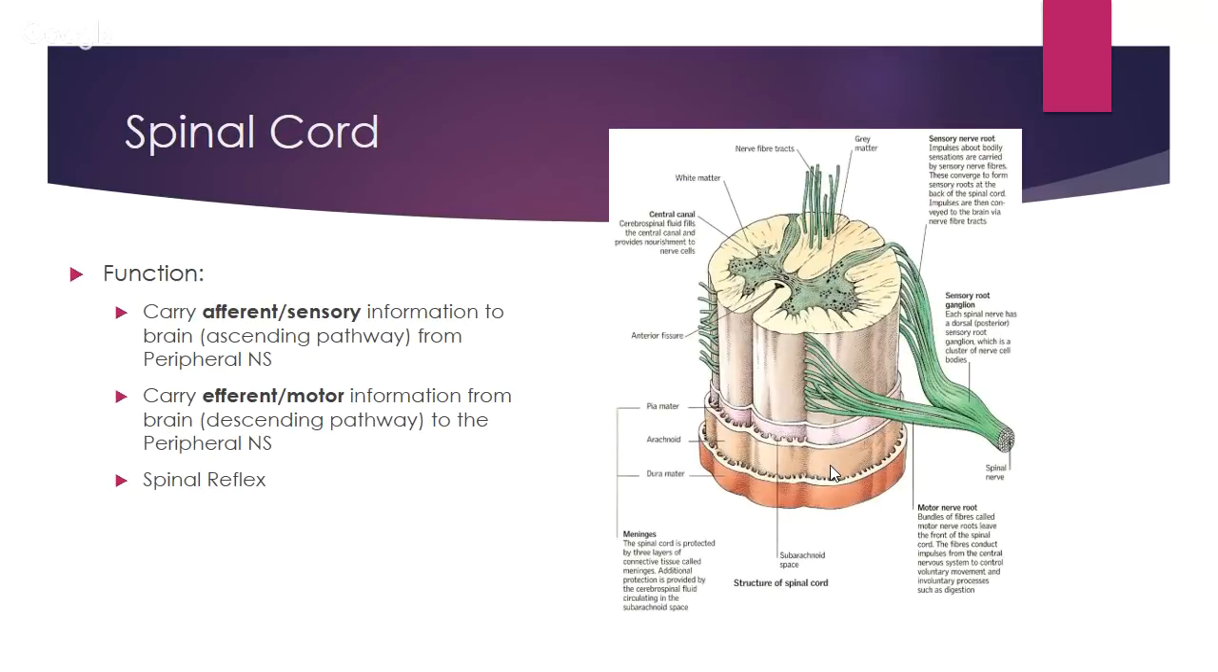Spinal cord. The spinal cord has three functions. It pretty much carries information up to the brain, sensory information or afferent information, and we like to call that the ascending pathway.